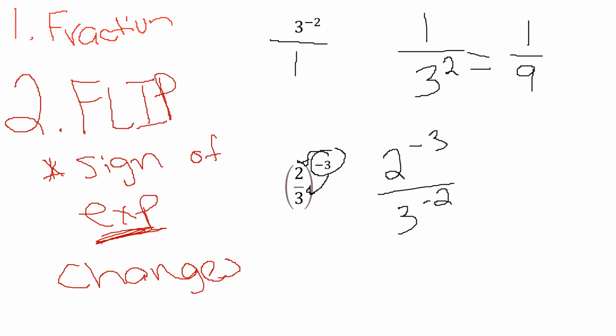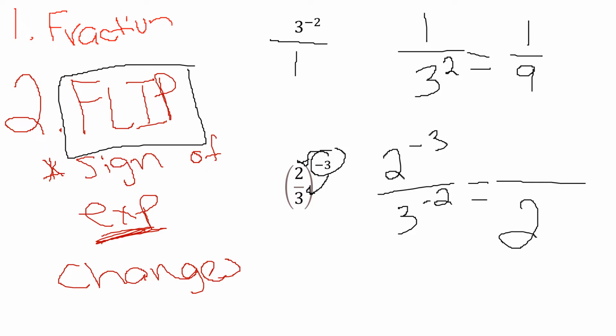But now my problem is I have negative exponents and I cannot work with negative exponents. So what am I going to do? I am going to flip. The top becomes the bottom, and the bottom becomes the top. And the sign of the exponent changes. So my negative 3 becomes a 3. My negative 2 becomes a positive 2. Now the sign of the number doesn't change. The base stays. Only the sign of the exponent.